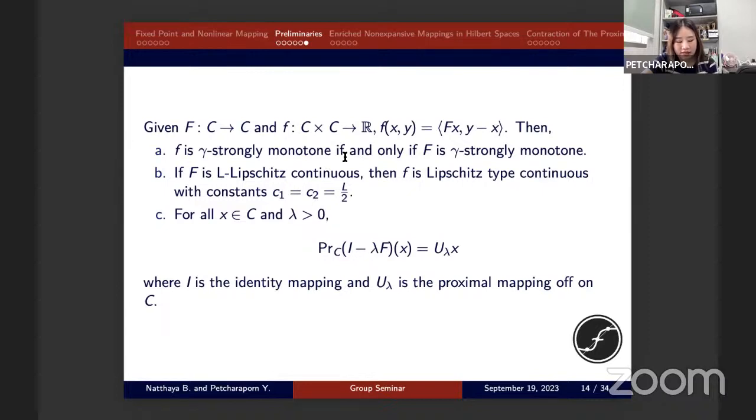And next, if the mapping F is Lipschitz continuous, then the bifunction f is Lipschitz-type continuous with constants C1, C2, and L over 2 being equal. And the last, for all x in C and gamma greater than 0, the projection on C equals the proximal mapping on C.